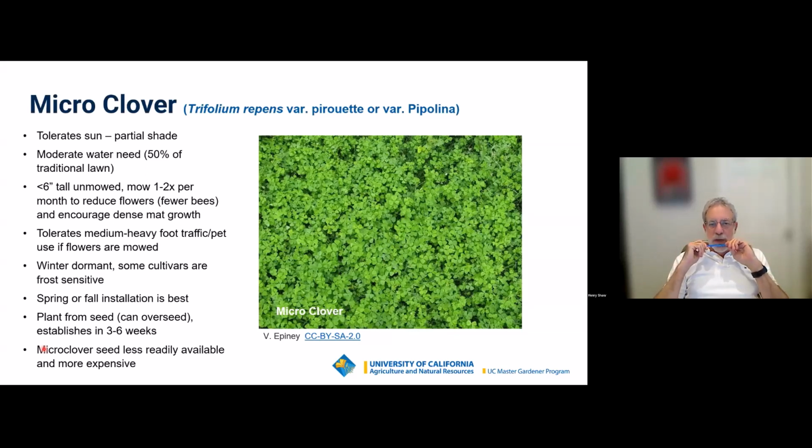It goes winter dormant, and some of the cultivars, some varieties, are frost sensitive, but around here, I don't think that's going to be a problem. We don't get the hard frosts that they get in the more northern parts of the US. Installing it in the spring or fall is best, and you plant from seed. It takes about a month, plus or minus a couple of weeks, for it to establish. The drawback is microclover seed is less readily available and more expensive than regular clover, but it is available.